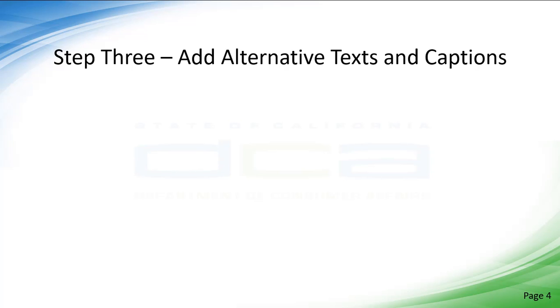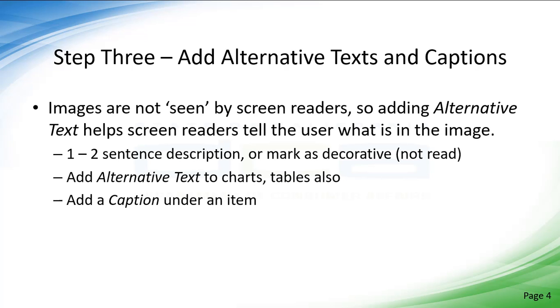Step 3, adding alternative text and captions. Now, images in Microsoft Word documents are not seen by screen readers. Screen readers are looking for text. So the document authors have to add alternative text to help screen readers tell the user what is inside of each one of those images. It's a 1 or 2 sentence description, and if that image is not pertinent to the understanding of the document, that image can be marked as decorative and will not be read back to the user.